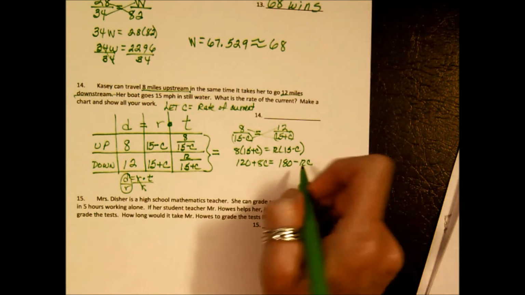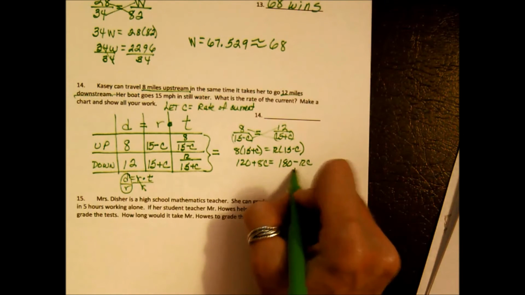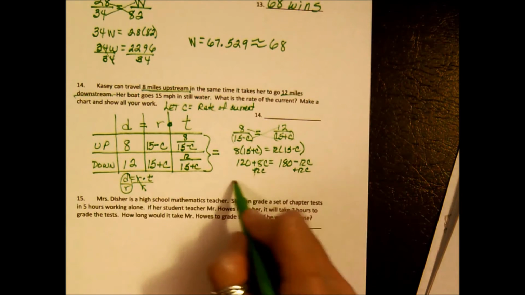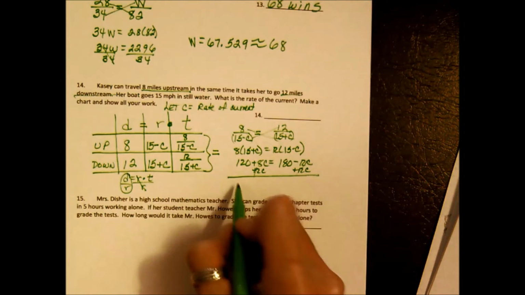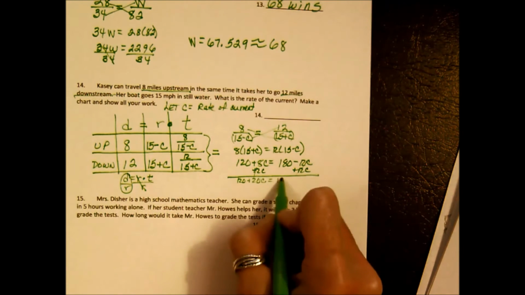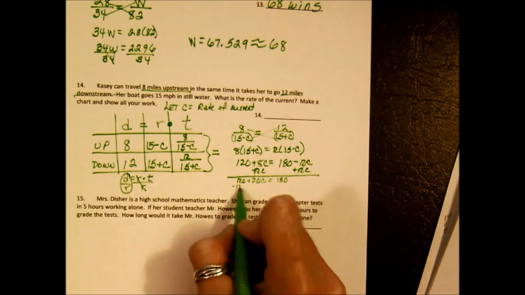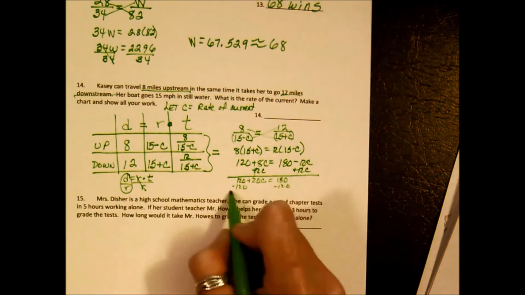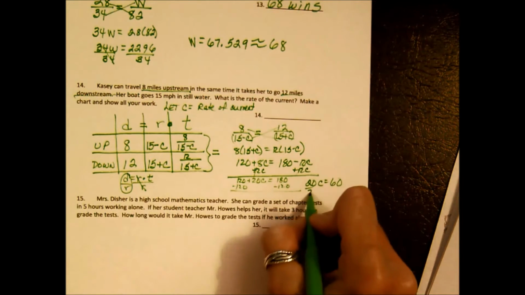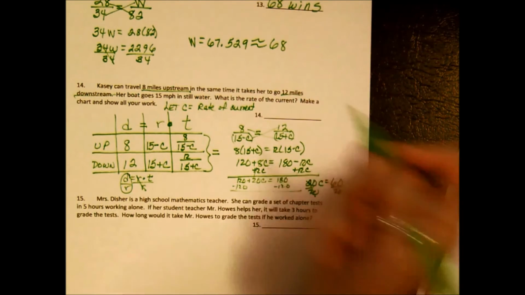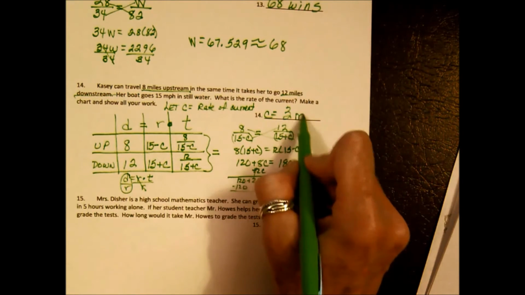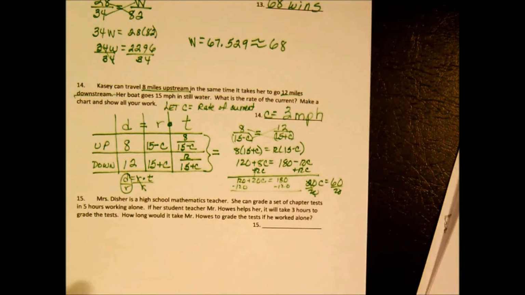Let's add a 12C to both sides. That's supposed to be a 12, sorry. And I end up with 120 plus 20C equals 180. Subtract the 120, and we get 20C equals 60. Divide by 20, and we get that the current is going 3 miles per hour. But you have to do that by setting up that chart.